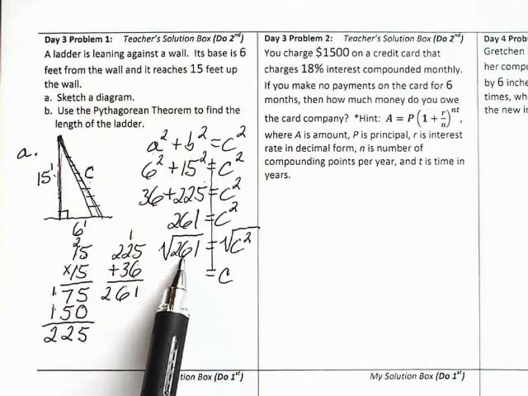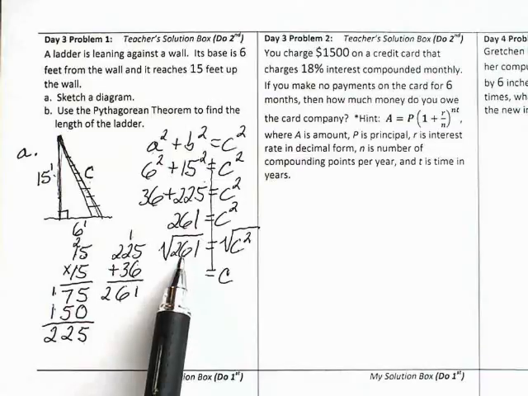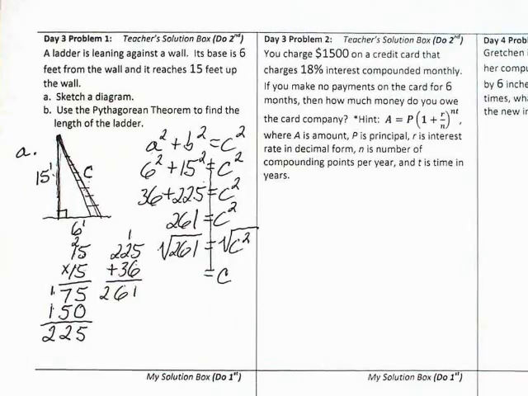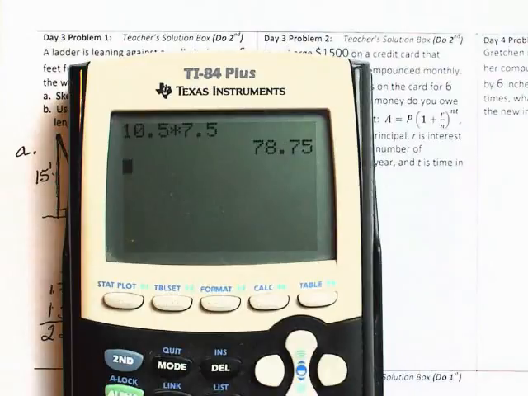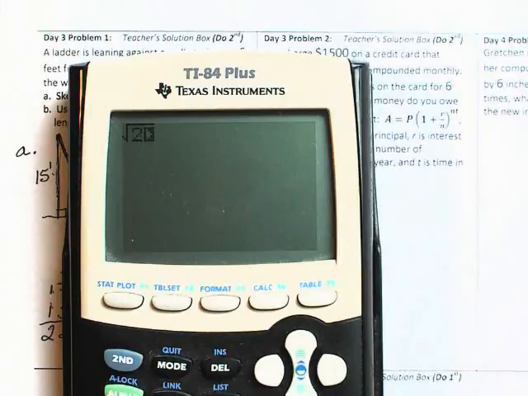But what is the square root of 261? 261 is not a perfect square number. There's not a whole number that multiplies by itself to make 261. So the best we're going to be able to do is to find a rounded off decimal answer for the square root of 261. We can do that by hand or on a calculator. Okay. On a calculator, let's find the square root of 261. So the square root, 261, and enter.